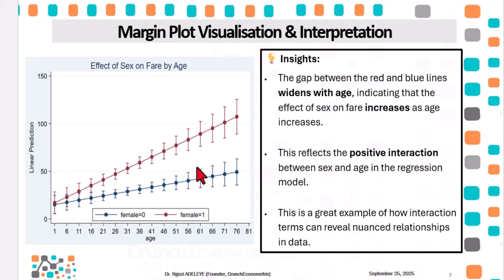So we are having a positive interaction effect between sex and age. And this is a great example of showing you how interaction terms can reveal extra insights into your model. I will always encourage you, whenever you are in a regression, don't just run a straight line or a linear model. Try to include interactions to bring out more nuanced relationships embedded within your data.